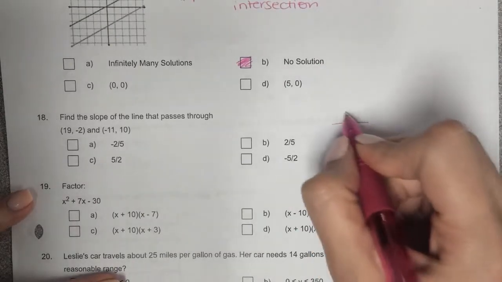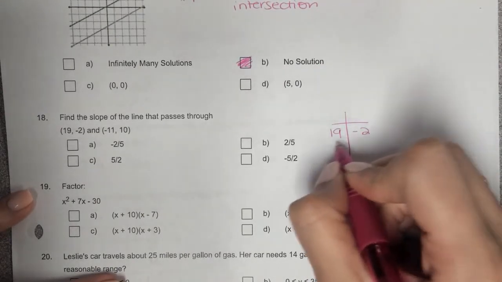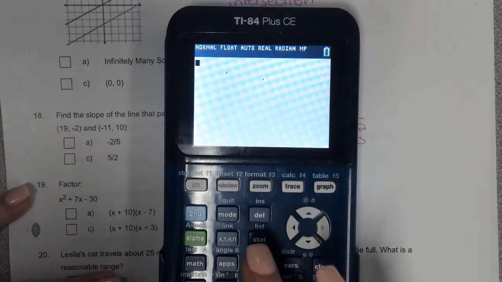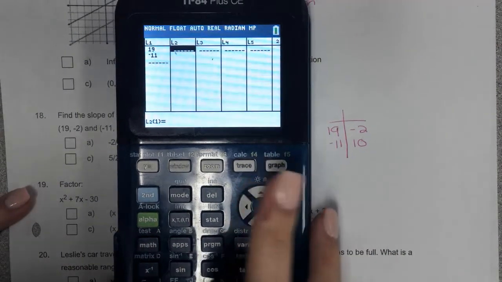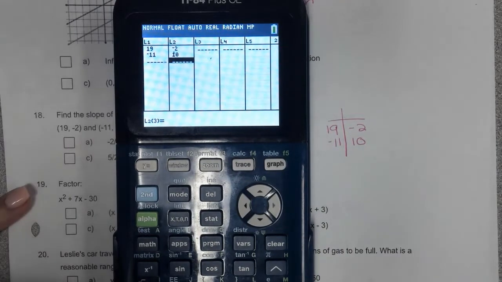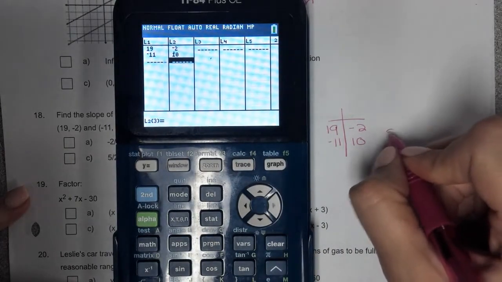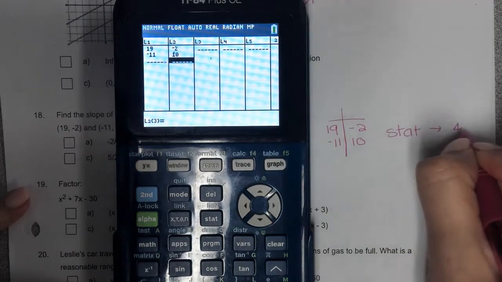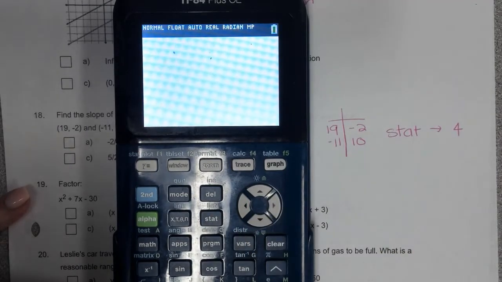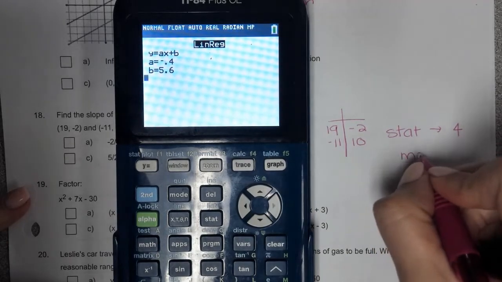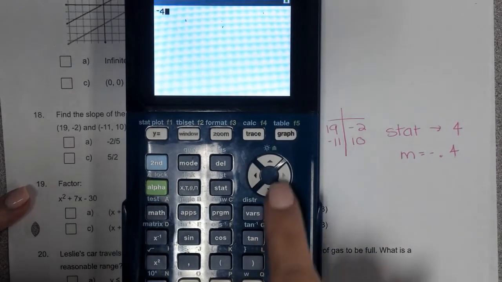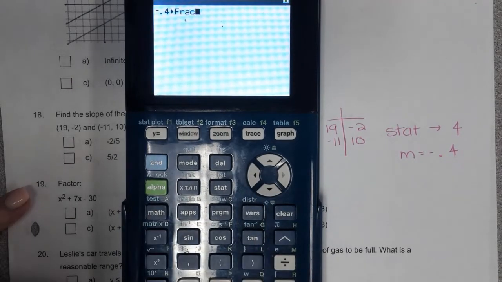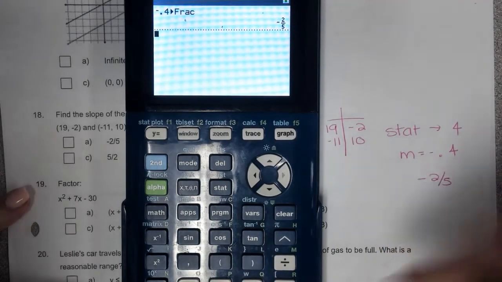Find the slope of the line that passes through 19, negative 2, and negative 11, 10. I'm going to use stat. So stat, enter. We have 19 and negative 11 as my x values, negative 2 and 10 as my y values. Because it's slope, I know I'm going to do stat right 4. So my slope, my m value is negative 0.4. To turn it into a fraction, negative 0.4, math, enter, enter, and it's negative 2/5.